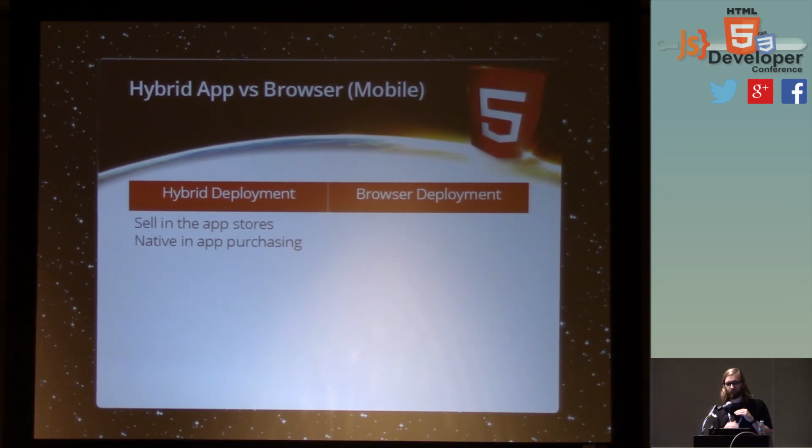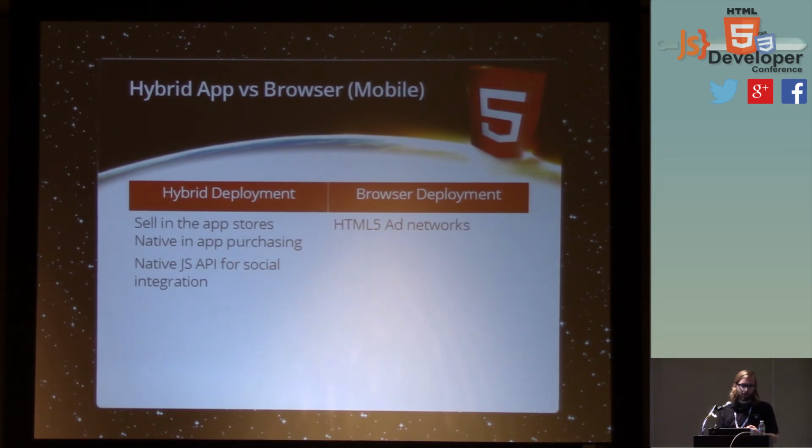And that is going to be very, very low friction, and you're going to get a lot more revenue that way. Browser deployment right now, the only thing you can really do is maybe paywalls and HTML5 ad networks, both of which are not as seamless and not as frictionless as native in-app purchasing. So it'll be harder to make money if you do strictly browser deployment.